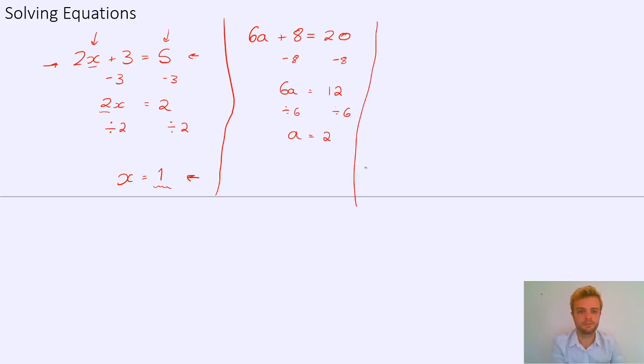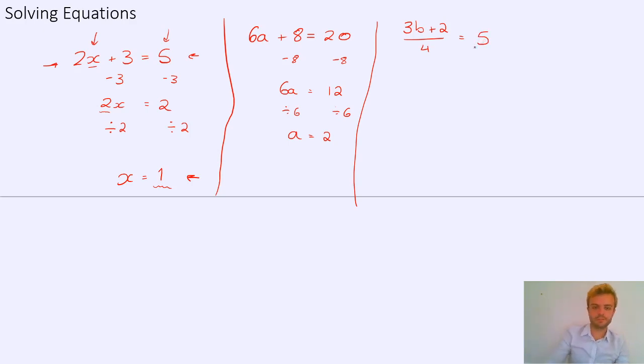Let me try and do a more complicated one. Let's have 3b plus 2, all divided by 4, equals, this might be a decimal, but that's okay, equals 5. Yeah, I've got a calculator to hand.